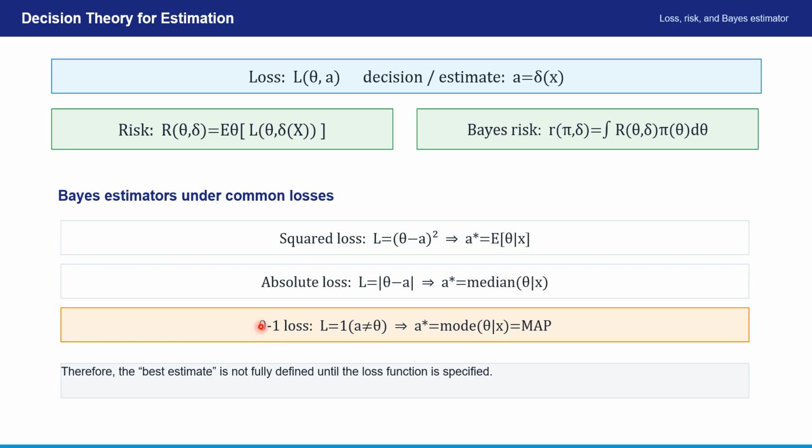So the best estimate is not defined until we say what loss function we care about. If large errors are very costly, a squared loss may be reasonable. If we want robustness, absolute loss may be better. If we only care about choosing the most likely value, MAP is appropriate.